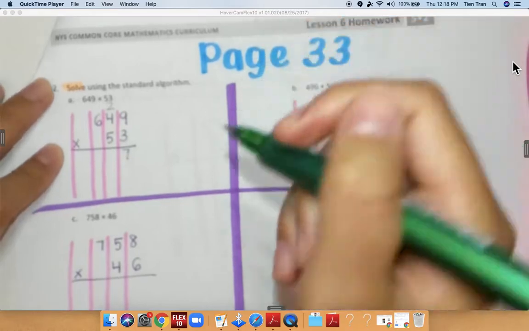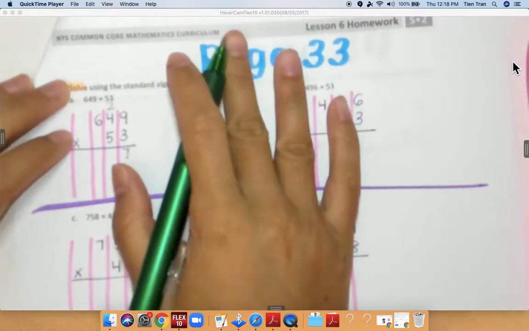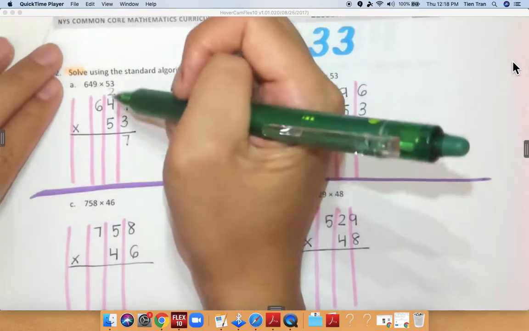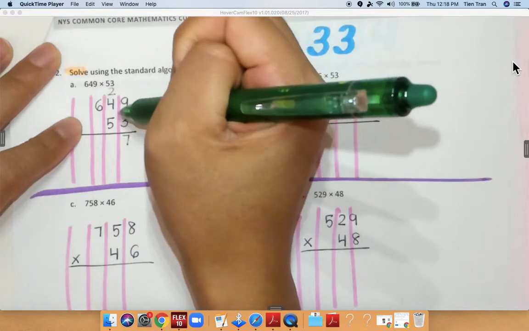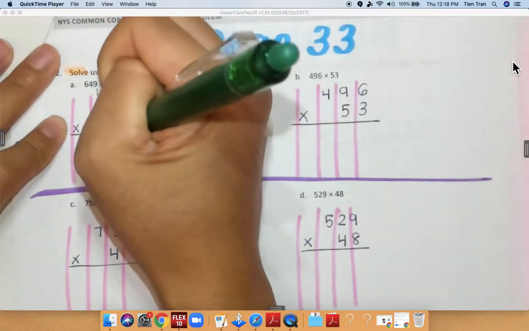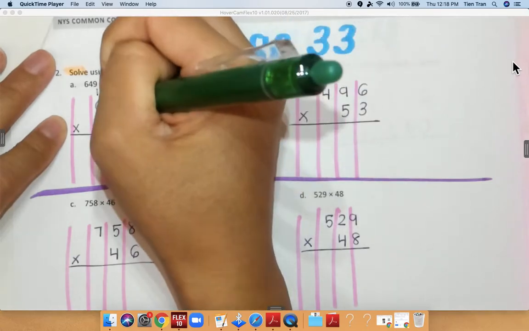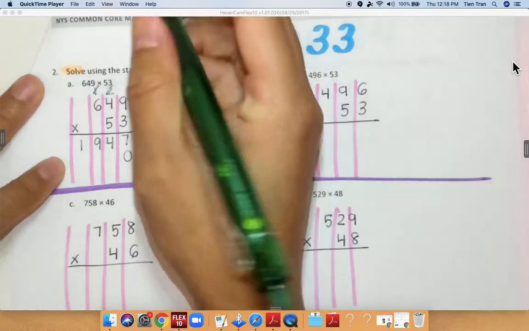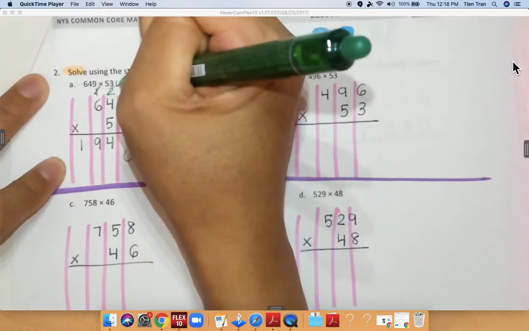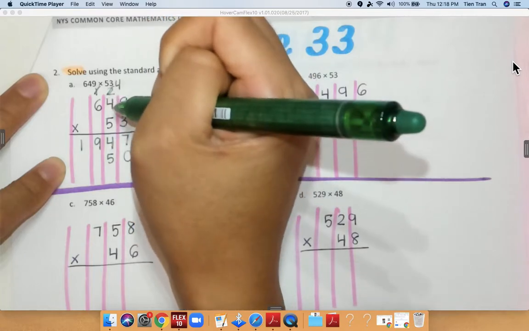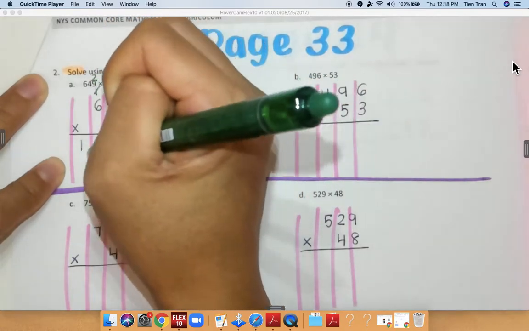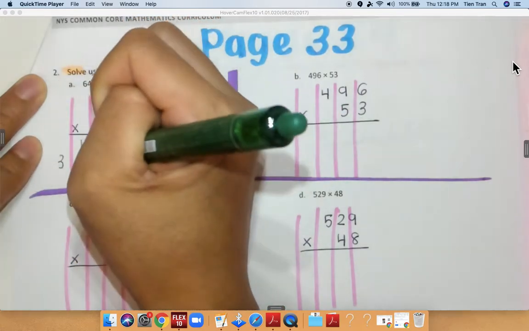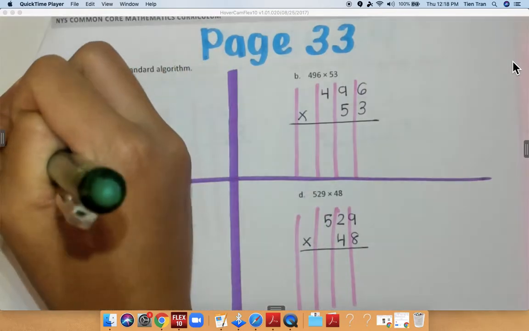It helps some kids when it's different colors because visually you can learn. I'm trying to make sure this, okay, it's focusing. There you go. 9 times 3 is 27. 4 times 3 is 12. Plus 2 is 14. 3 times 6 is 18. Plus 1 is 19. Bring down my 0 because I'm multiplying in my tens place. 5 times 9 is equal to 45. 5 times 4 is 20. Plus 4 is 24. 5 times 6 is 30. Plus 2 is 32. So I am going to add everything together.